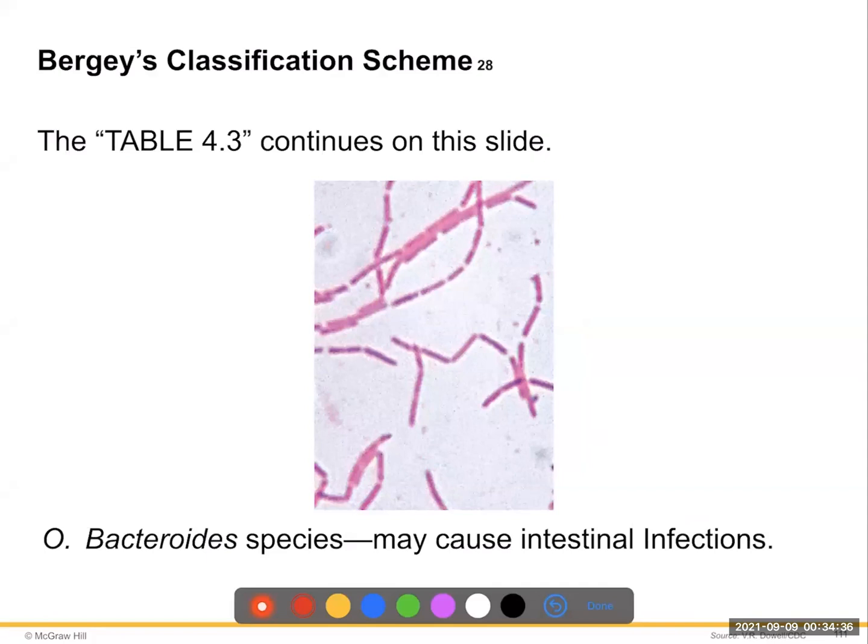Bacteroides species may cause intestinal infections. These are all bacteroids. You see the rod shapes, and different species of these cause intestinal infections. Some, like tuberculosis, cause a respiratory infection.